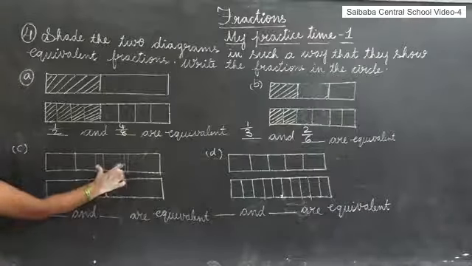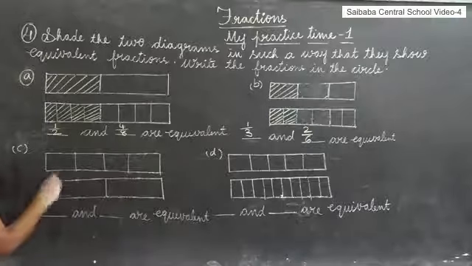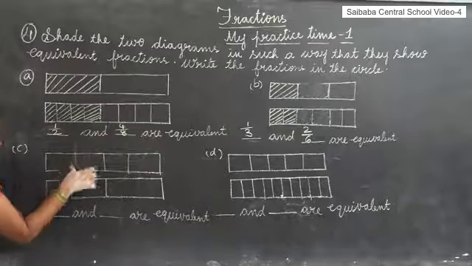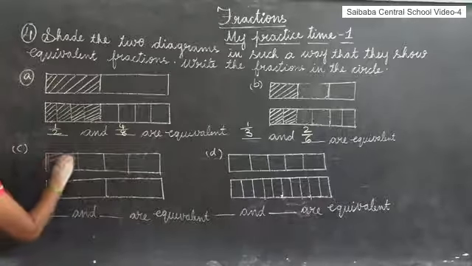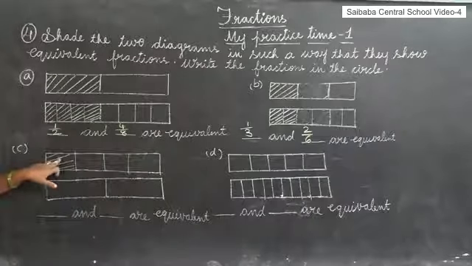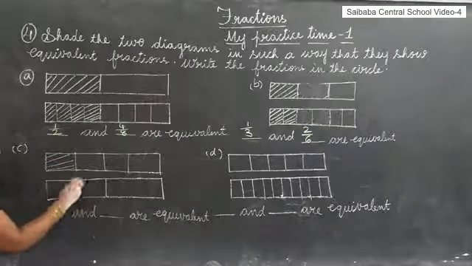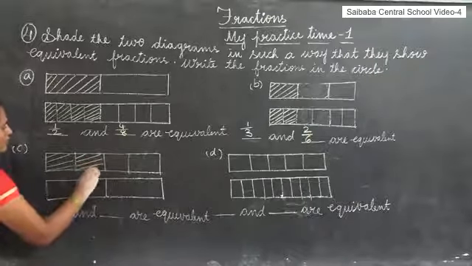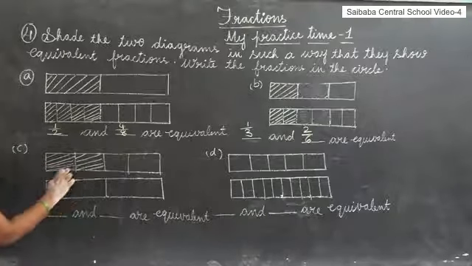Now, observe this C question. How many parts are here? Four parts are there. For example, for showing equivalent fractions, how many parts do we have to shade in this whole and how many parts in this whole? If you shade one part, can you show the equivalent fraction? Here is no other line, right? So, how many parts do we have to shade in this whole? Good. We have to shade two parts.